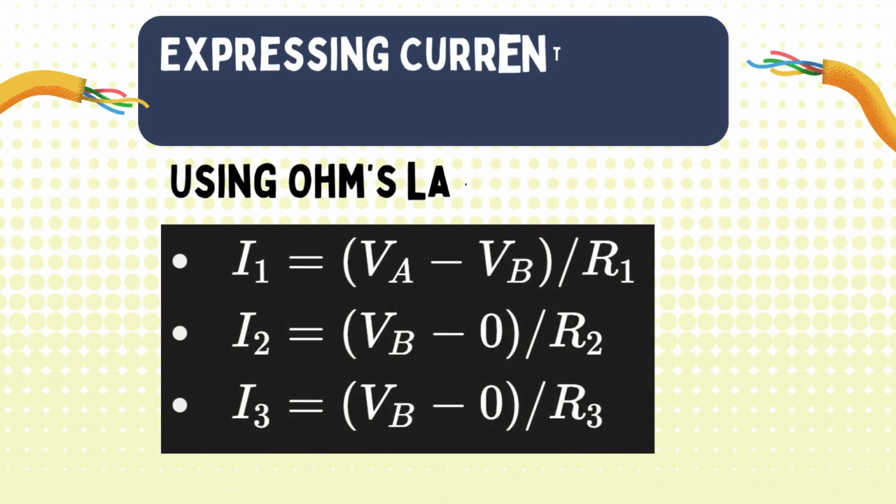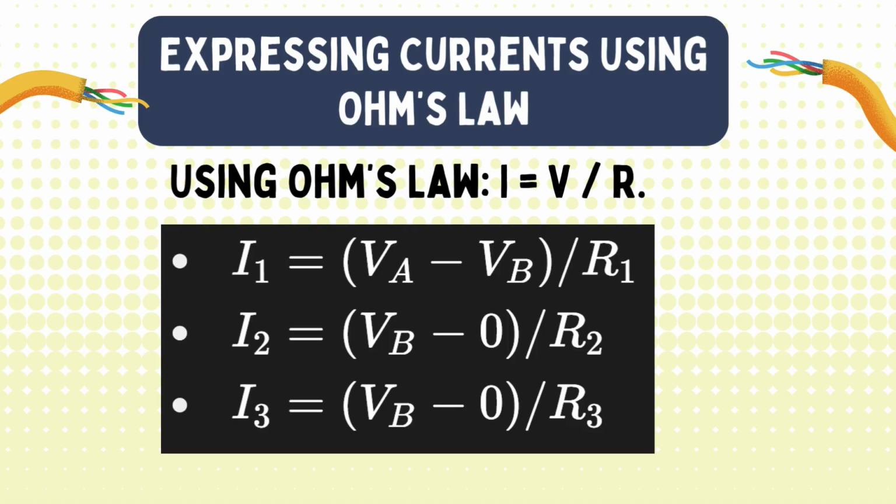Using Ohm's law. Next, we use Ohm's law to express each current in terms of voltage and resistance. For example, the current through a resistor equals the voltage across it divided by the resistance value. This allows us to express all the unknown currents in the node equation using only the node voltages.